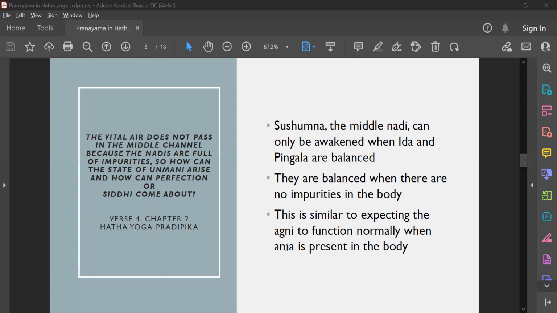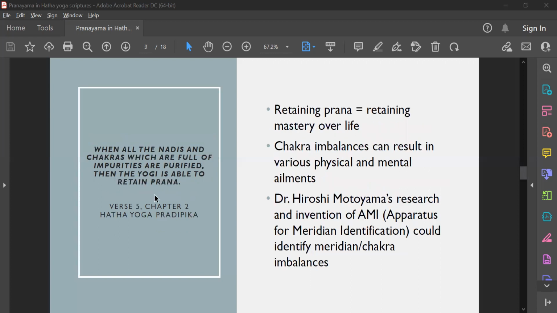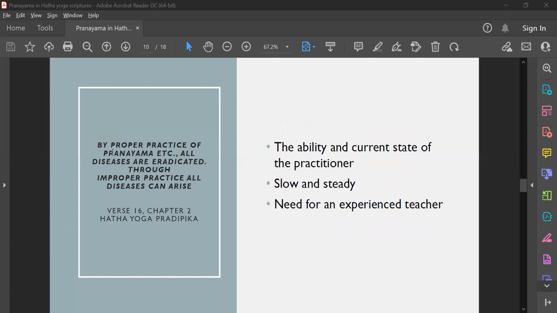So if you try to correct the Agni without removing the Ama, without digesting the Ama and removing the Ama, Agni will not work, right? So very similarly, we want to balance the Ida and Pingala before trying to activate the Sushumna. This is one of the primary reasons. There is one more verse which says, by proper practice of pranayama, etc., all diseases are eradicated. Through improper practice, all diseases can arise.